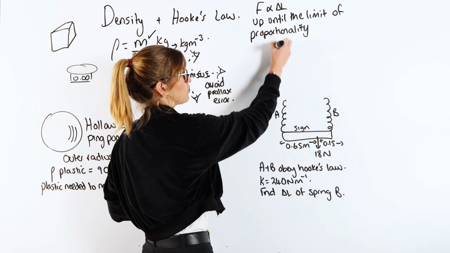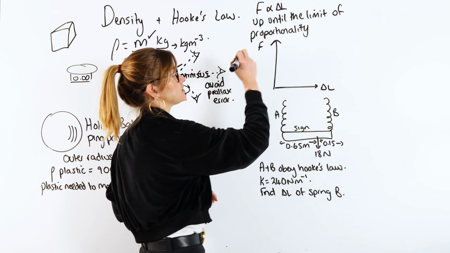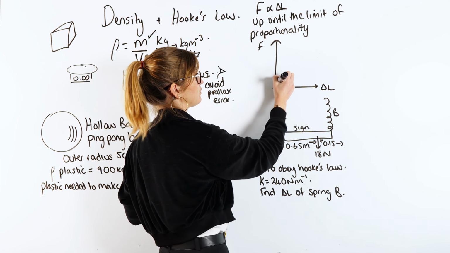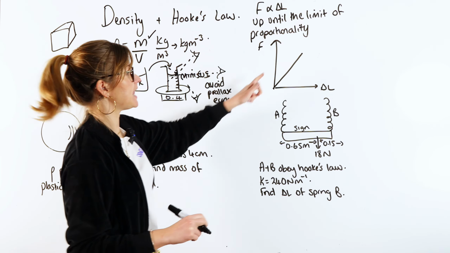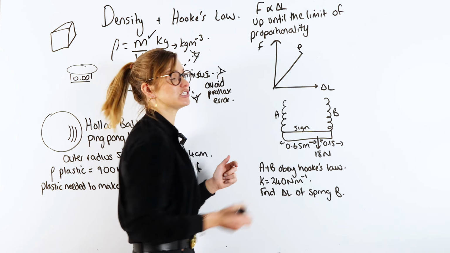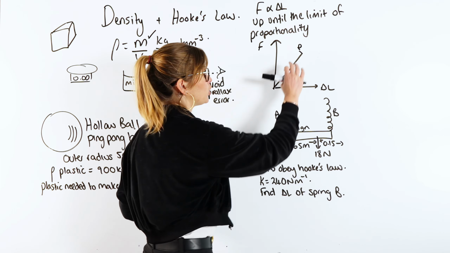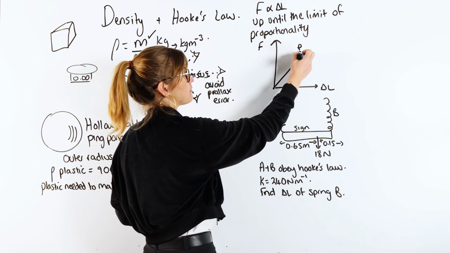So what we're saying is if I got a graph of force against change in length or extension, because they're directly proportional, we always get a straight line through the graph. That means they're directly proportional up until that limit of proportionality. Because once we go beyond that limit of proportionality, it is no longer elastic. It no longer will return to its original length when the forces are removed. It becomes plastic.